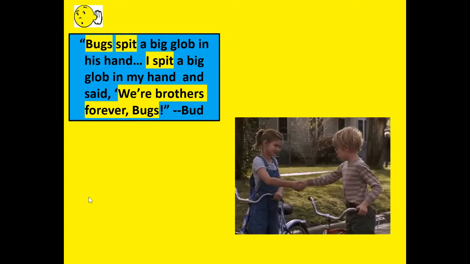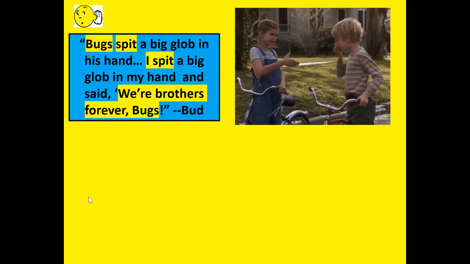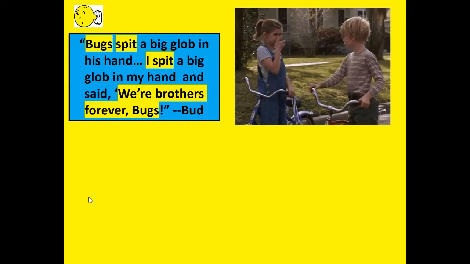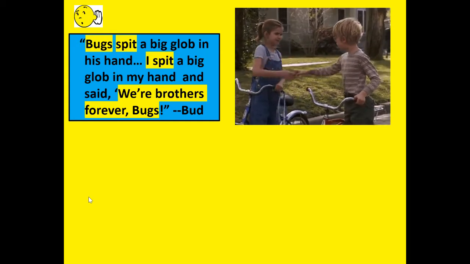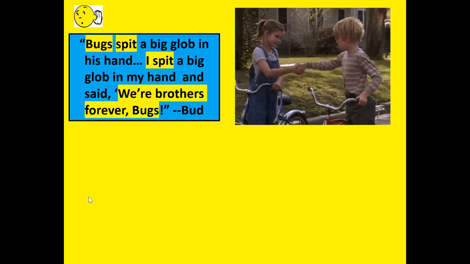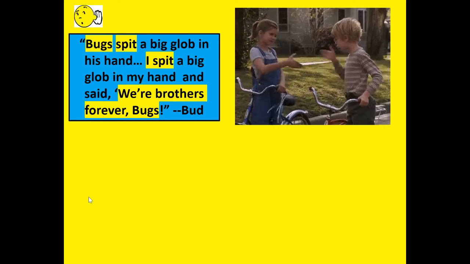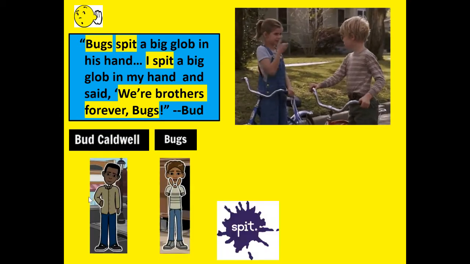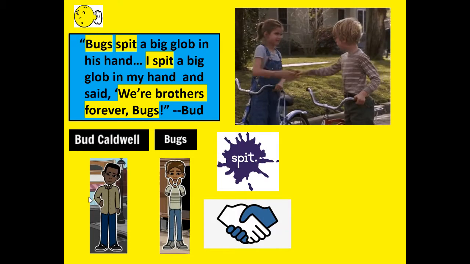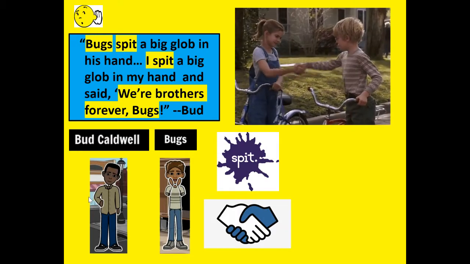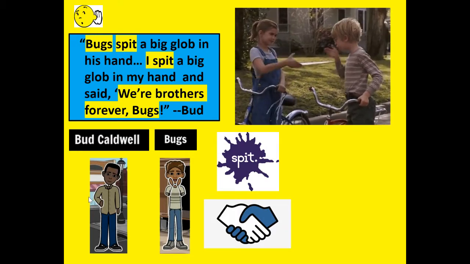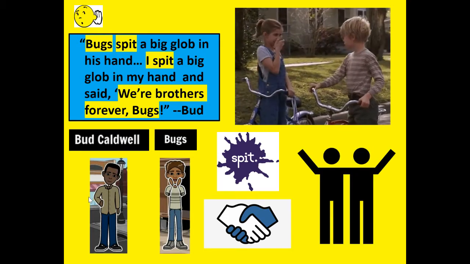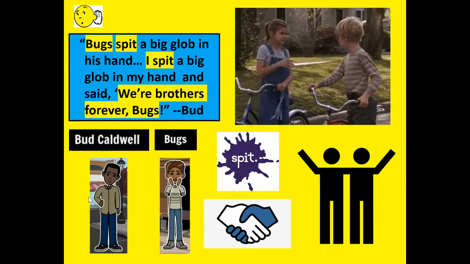All right, listen. Bug spit a big glob in his hand. I spit a big glob in my hand and said, "We're brothers forever, Bugs." So here's Bud Caldwell and Bugs, and they spit into their hand and shook hands, just like this GIF, this video short clip. And after they spit into their hands and shook hands, they were brothers forever.